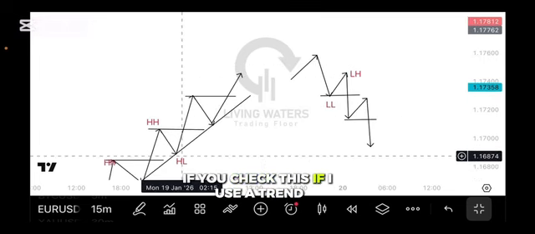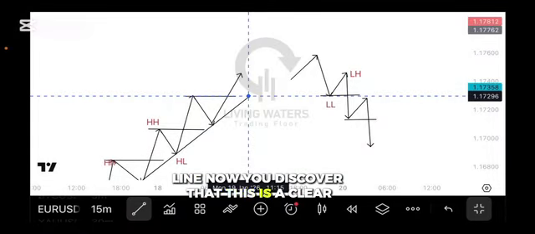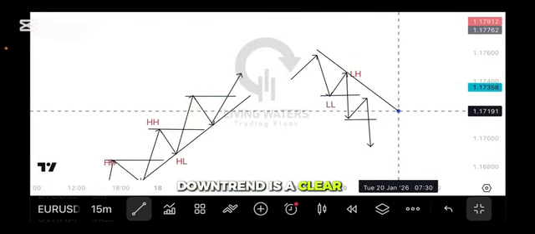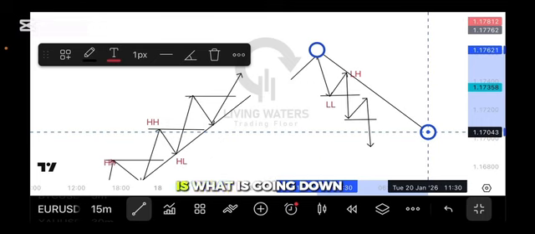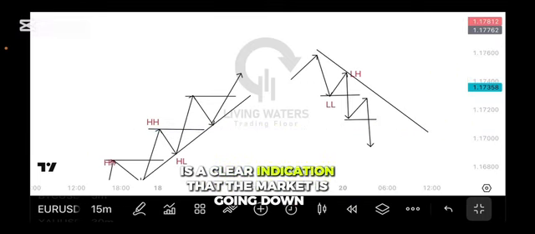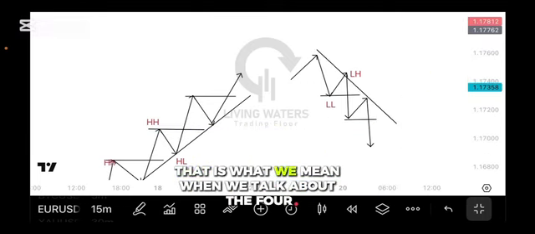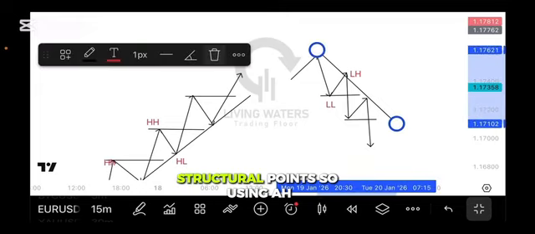So if you check this, if I use a trend line now, you discover that this is a clear downtrend. It's a clear indication that the market is going down. That is what we mean when we talk about the four structural points.